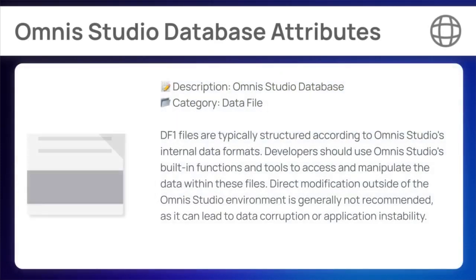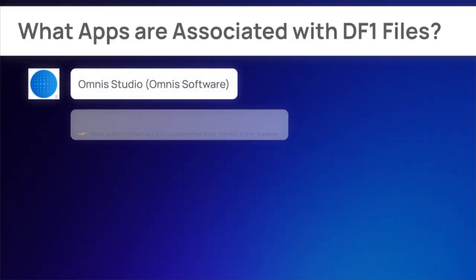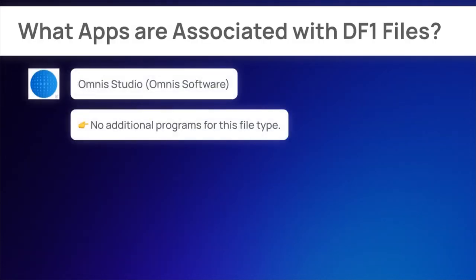DF1 files are typically structured according to Omnis Studio's internal data formats. Developers should use Omnis Studio's built-in functions and tools to access and manipulate the data within these files. Direct modification outside of the Omnis Studio environment is generally not recommended, as it can lead to data corruption or application instability. The DF1 format is inextricably linked to the application Omnis Studio from Omnis Software.